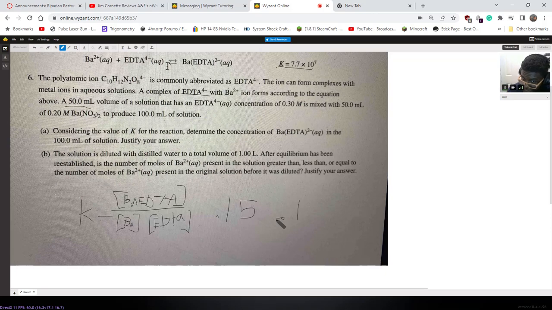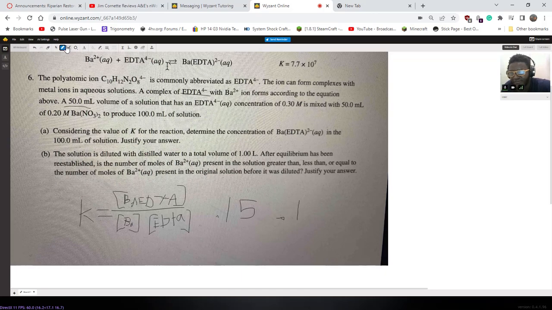Now, our K is huge. That is a very big number. So that goes to show you, if you were to put this in fraction form, this concentration here would have to be 7.1 times 10 to the 7th power larger than this concentration. That is kind of insane. So that means it's so products favored that you pretty much only get products.